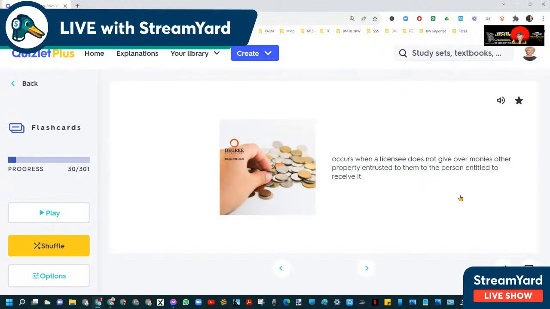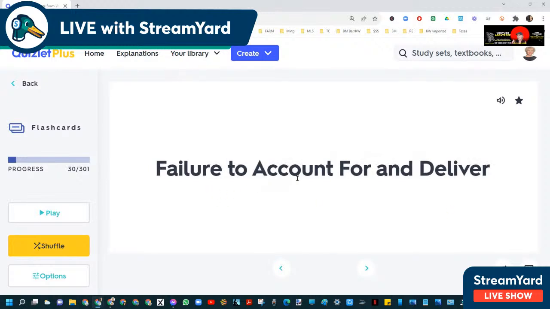So the licensee has monies that were entrusted to us, and the person entrusted to them did not receive it. So that was failure to account for and deliver. That licensee did not account for the money and deliver it.